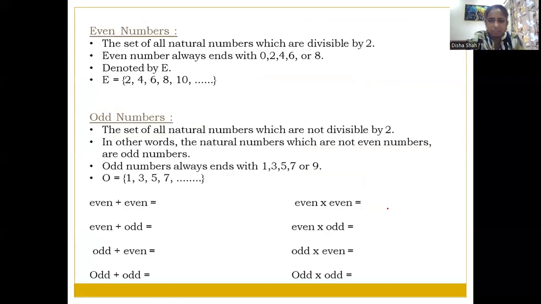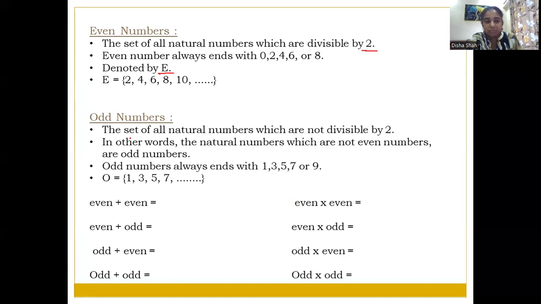Even numbers, odd numbers, I think everyone knows what is an even number and odd number, फिर भी एक बार रिवाइज कर लेते हैं. The set of natural numbers which are divisible by 2, those numbers are called as even numbers. And even numbers always end with 0, 2, 4, 6 or 8. So the smallest even number is 2. Then 4, 6, 8, 10, 12, 14, 16, like this it goes on.